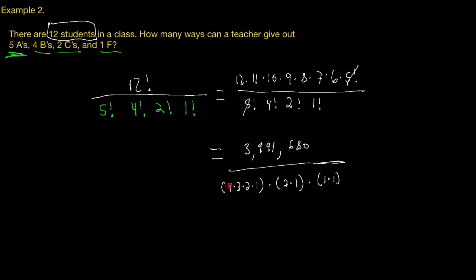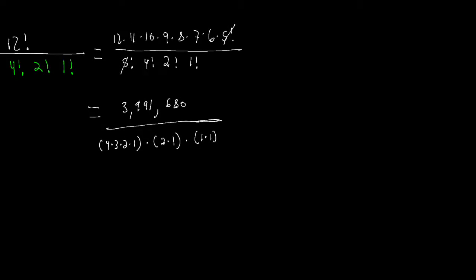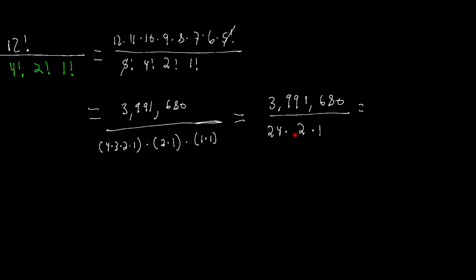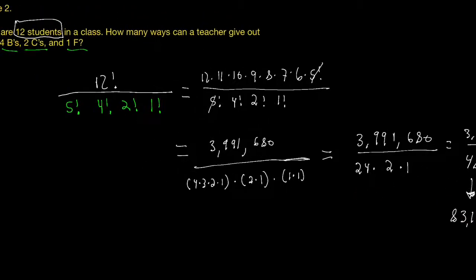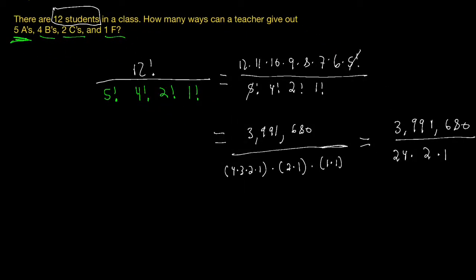And now as for the denominators, I expanded them. So 4 factorial is 4 times 3 times 2 times 1. 2 factorial is 2 times 1. And 1 factorial can be simplified to just 1 times 1. So here, simplifying it even further, we get 24 times 2 times 1 on the denominator. And that simplifies to 48. So now we can divide by 48, and we're going to get a total of 83,160 possible ways in which a teacher can give out 5 A's, 4 B's, 2 C's, and 1 F to a group of 12 students. Let's try one more.